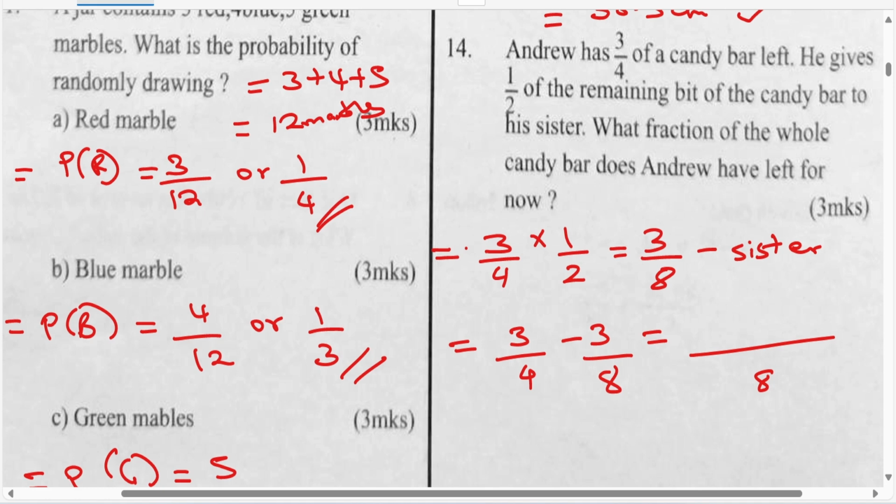8 divided by 4 is 2. 2 times 3 is 6. 8 divided by 8 is 1. 1 times 3 is 3. So basically, 3/8 left. Okay, so basically, that's your answer at the end of the day.